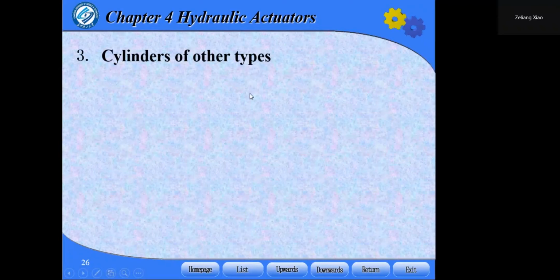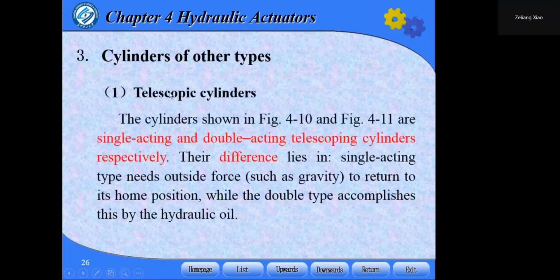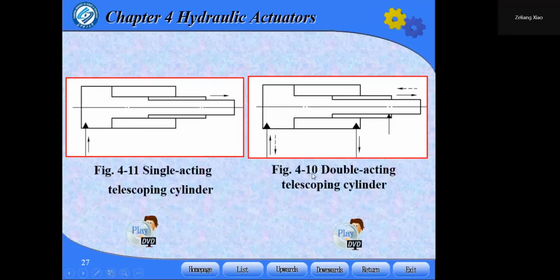So the cylinders of other types. Telescopic cylinders. The cylinders shown in figure 4-10 and figure 4-11 are single acting and double acting telescoping cylinders respectively. This is a double acting telescoping cylinder, and this is a single acting telescoping cylinder.